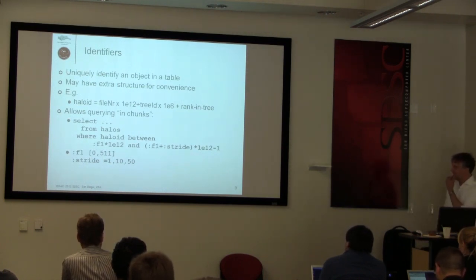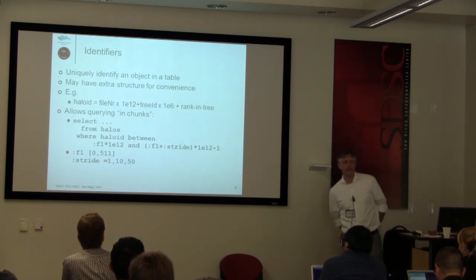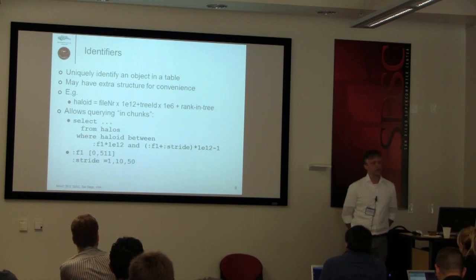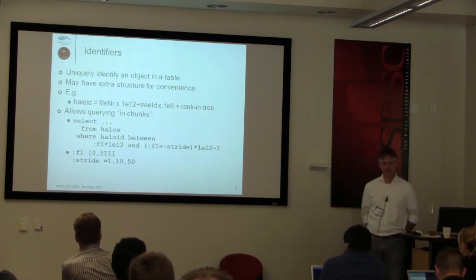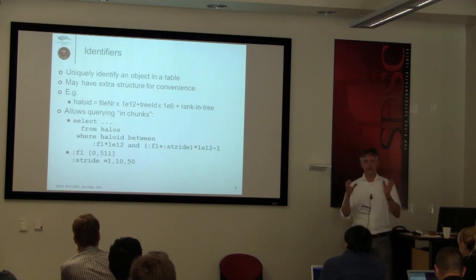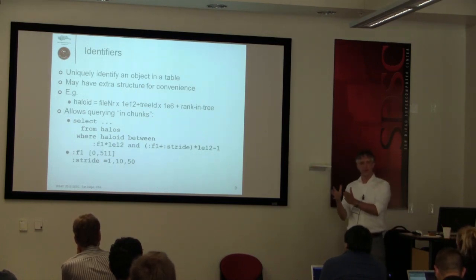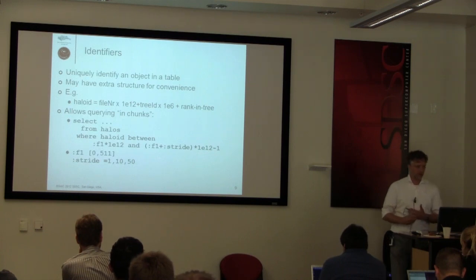Okay, so first, identifiers. For every object, every galaxy, subhalo, particle, friends-of-friends group that we store in the database, we assign an identifier, a unique number that allows you to look it up quickly. It is also used, for example, if you say this subhalo is in that FOF group: the foreign key that you use from the subhalo table to the FOF table has that same identifier in it.